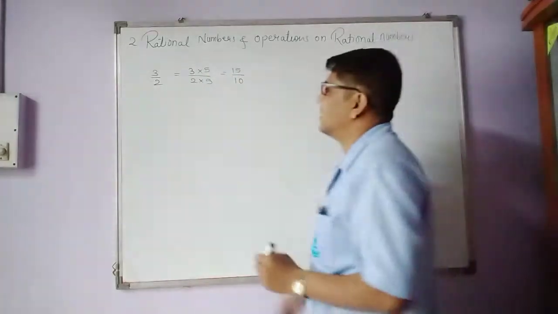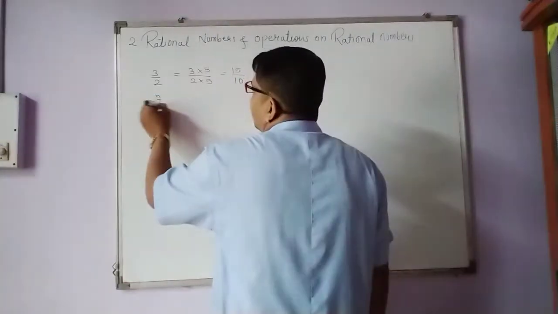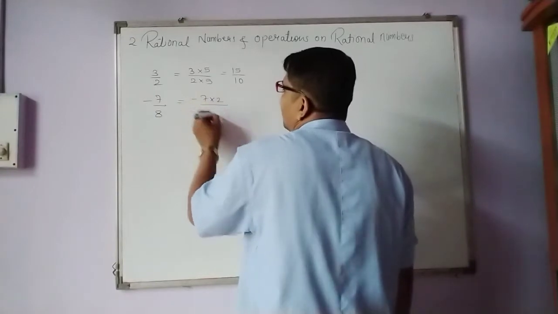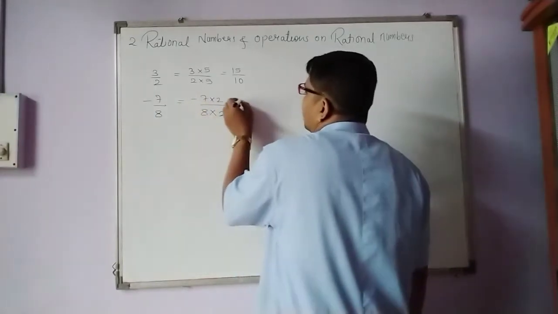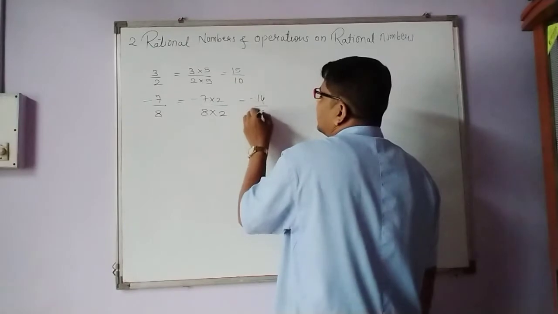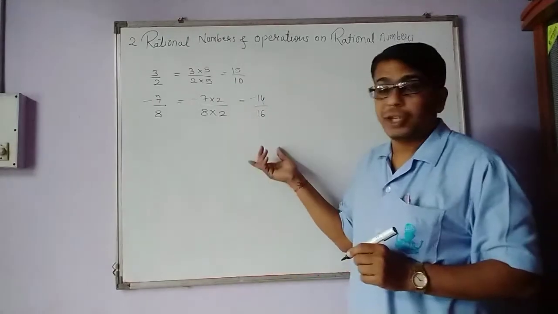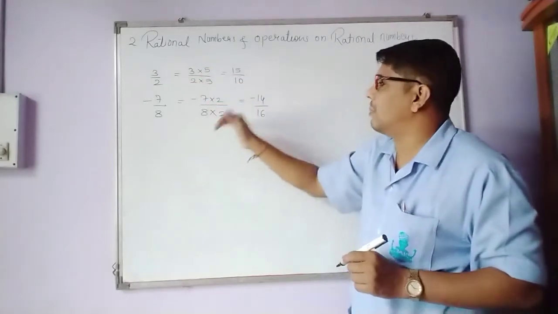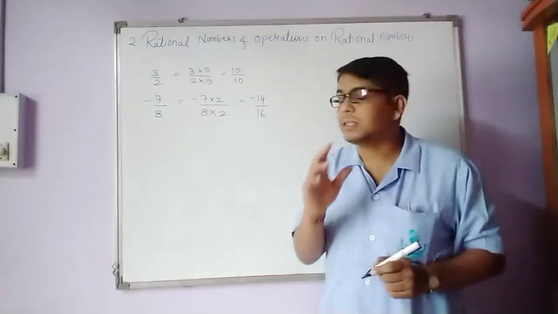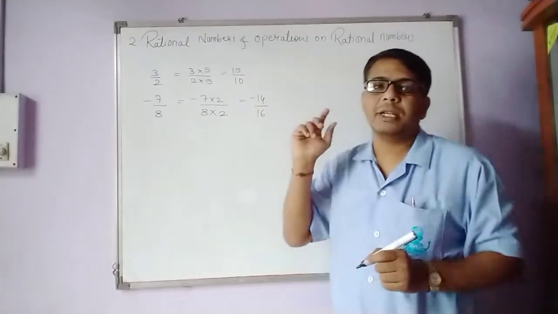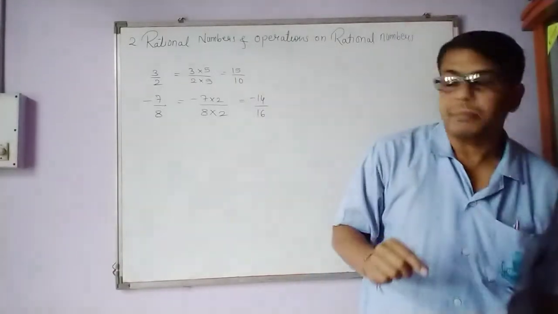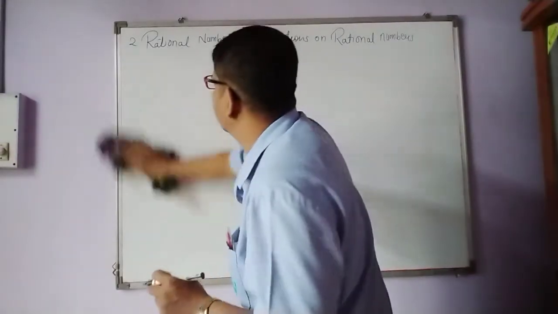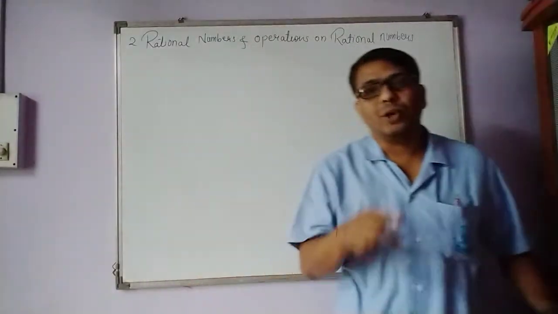Okay, I can take another example. Minus 7 upon 8. So, if I multiply both numerator and denominator by 2, I get minus 14 upon 16. Okay, so you can see here that when you multiply the numerator and denominator by the same integer, you get an equivalent rational number. Similarly, we can reduce the rational numbers to their lowest terms.